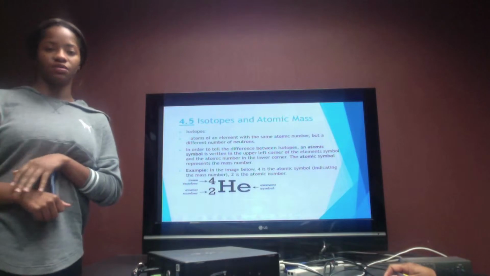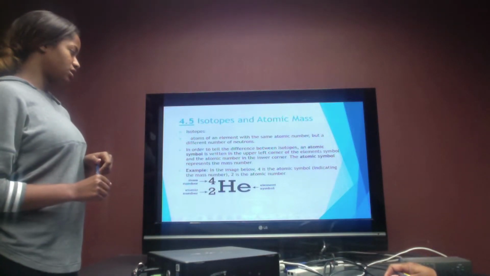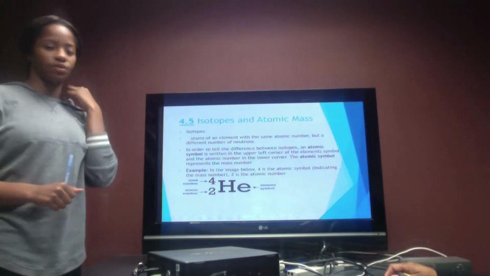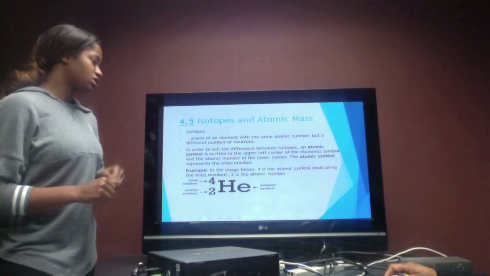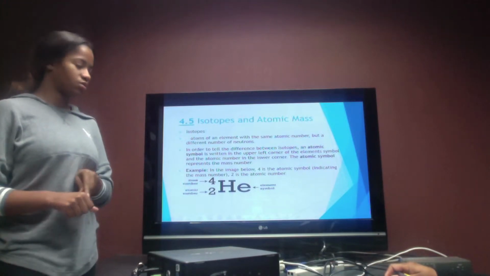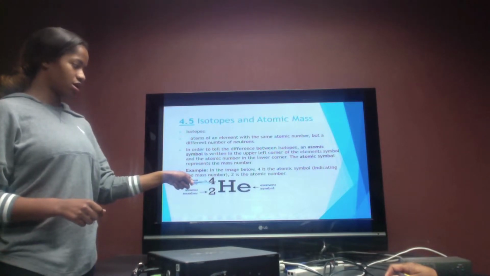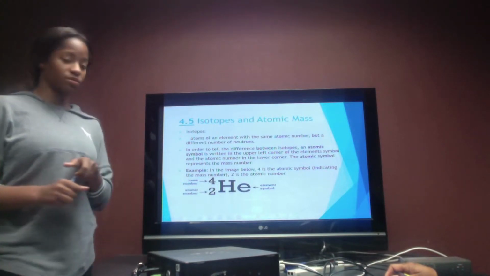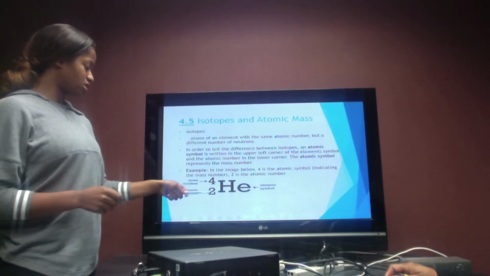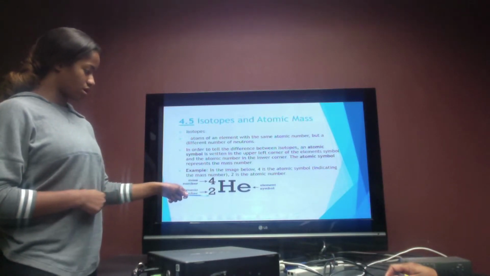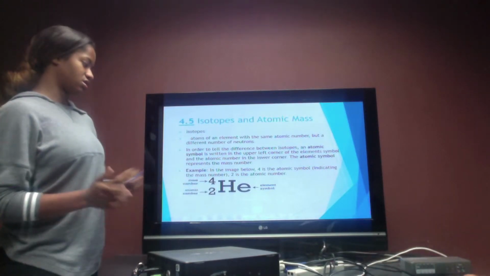Section 4.5 talks about isotopes and the atomic mass. Isotopes are atoms of an element with the same atomic number but a different number of neutrons. To tell the difference between the isotopes, we use an atomic symbol, with the mass number written in the upper left-hand corner. So in this example, 2 is the atomic number, 4 is the mass number, and this is the symbol.